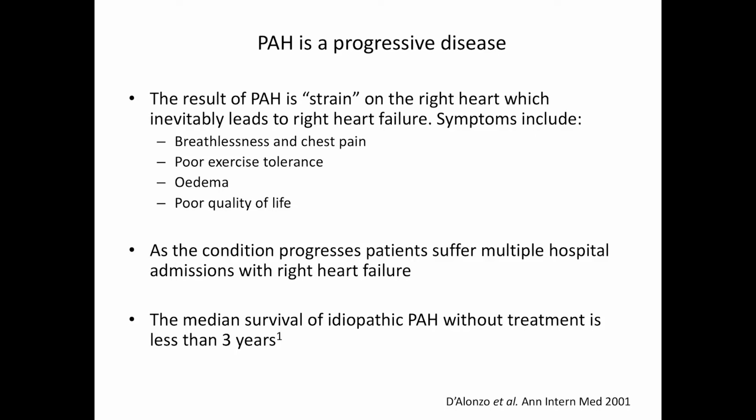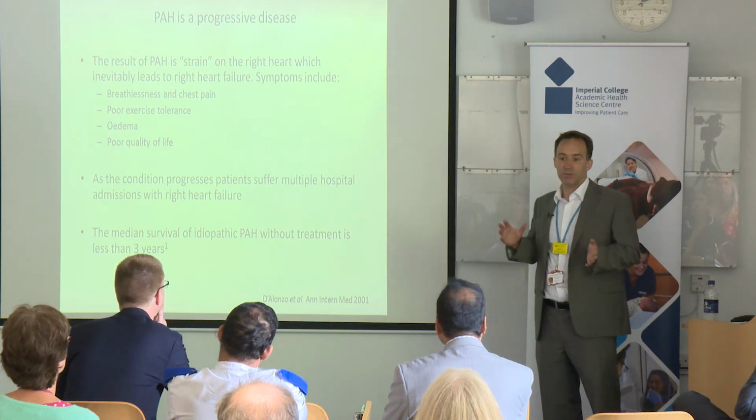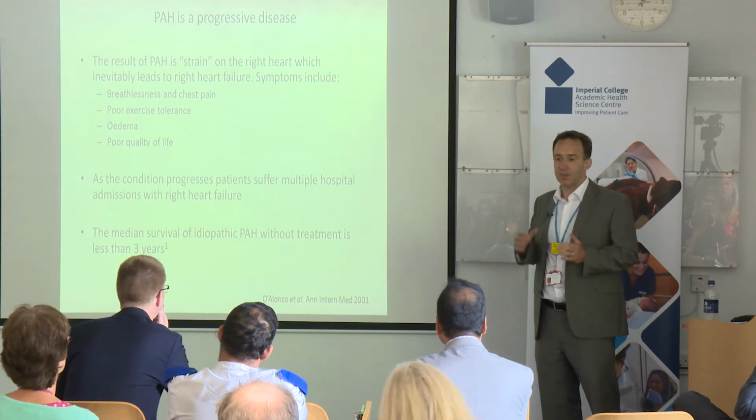It's also a progressive disease, and we know that, as I've said already, the end result of this narrowing of the blood vessels is a strain on the right side of the heart and eventually what we call right heart failure, because it's failing to do what it's meant to do. Patients have breathlessness, chest pain, poor exercise tolerance, swelling of their legs, and they have a poor quality of life. And as the disease progresses, they have more and more admissions to hospital with right heart failure. And the bottom line is very telling. So if you have idiopathic pulmonary arterial hypertension and you receive no treatment, the median survival is only about 3 years. And that's very comparable to cancers. So this is a very serious condition.